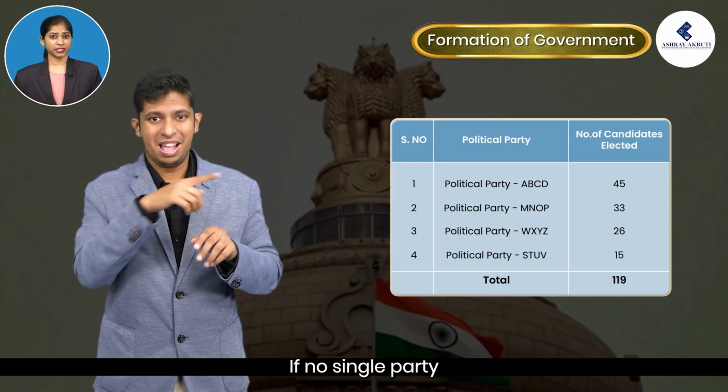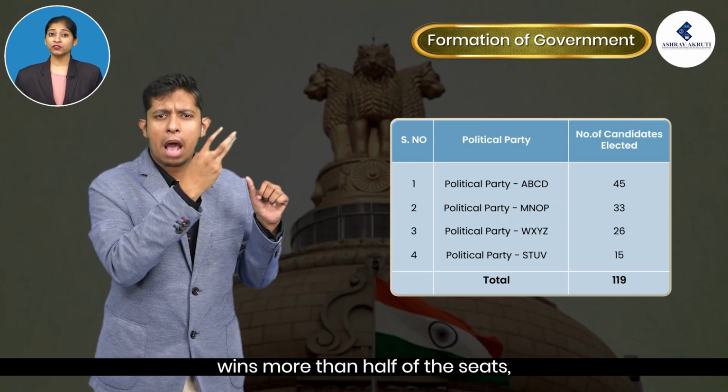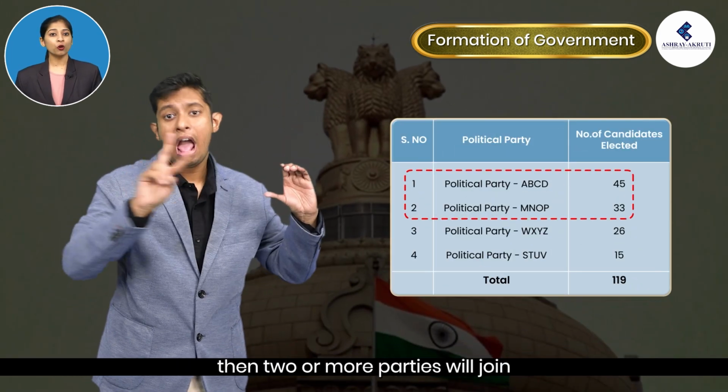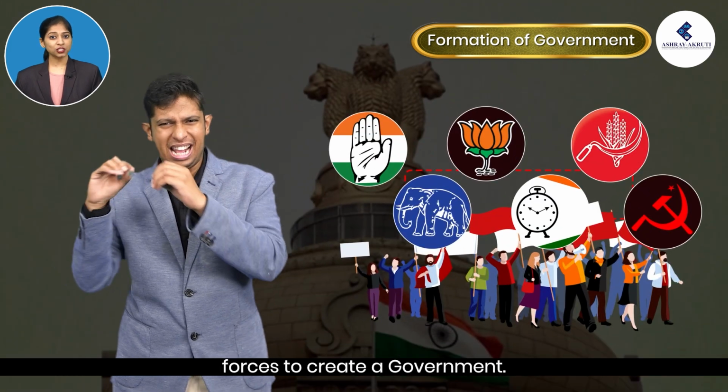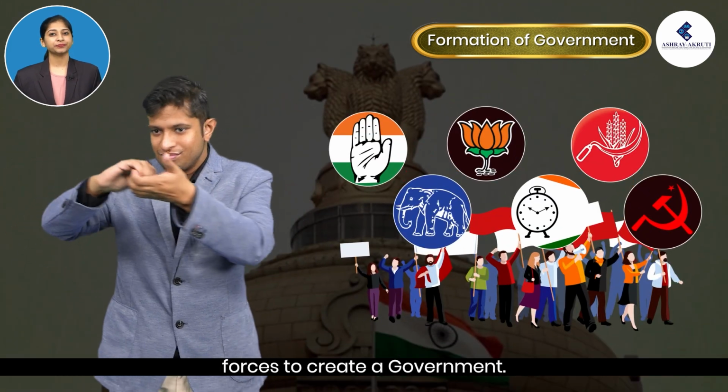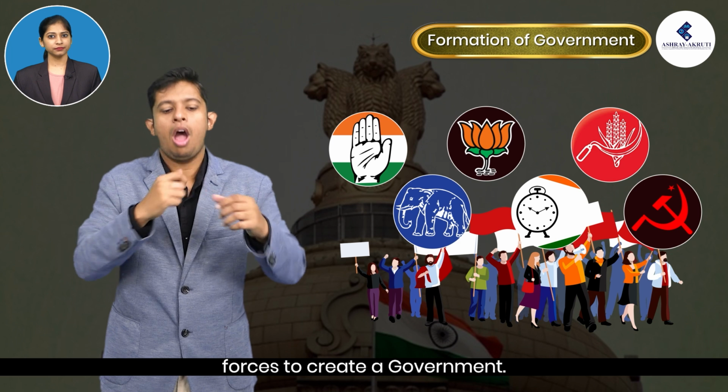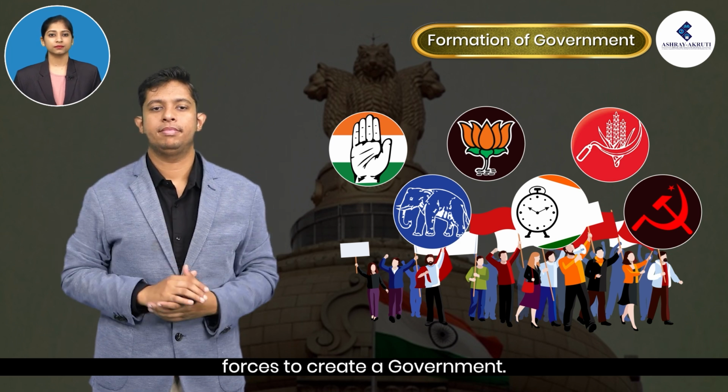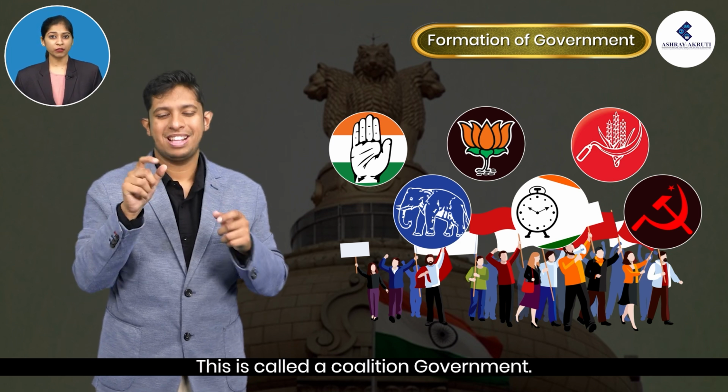If no single party wins more than half of the seats, then 2 or more parties will join forces to create a government. This is called a coalition government.